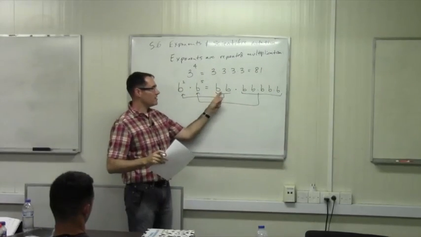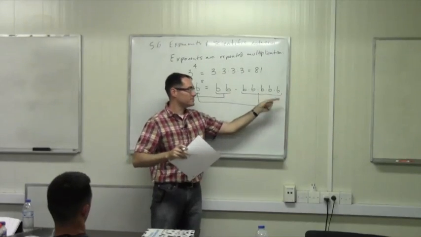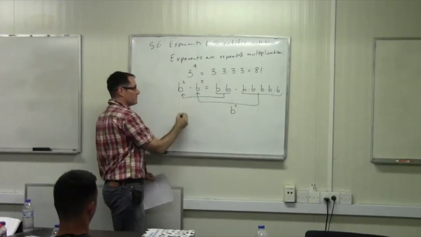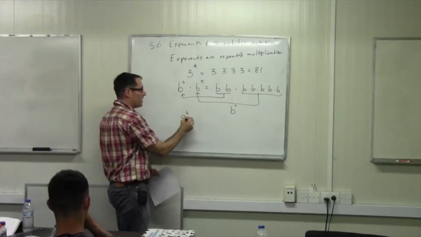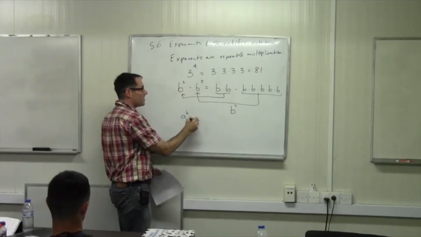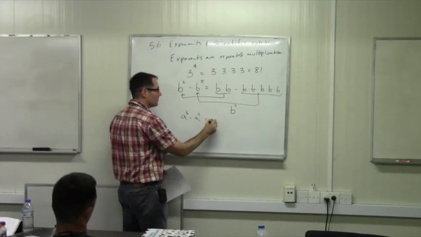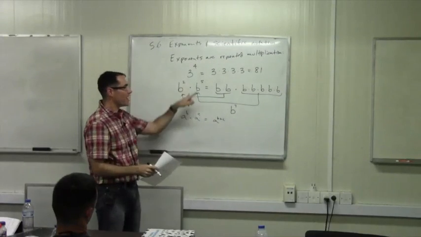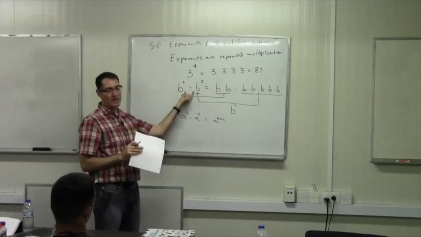Well, what does that equal? B times b times b times b times b times b times b, b to the 7th. So guess what? A raised to the b power times a raised to the c power equals a raised to the b plus c. You just add the two if it's the same base.